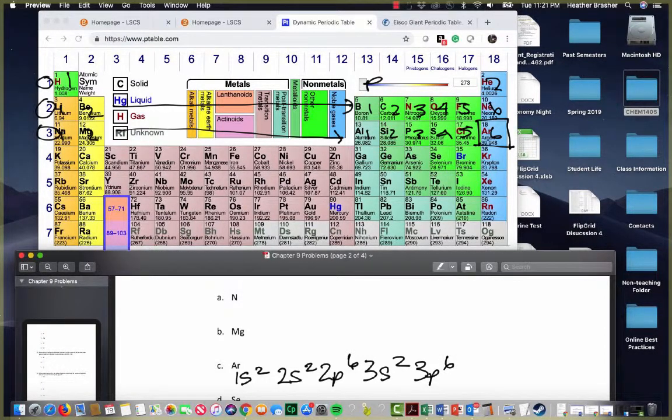Again, we look at the highest number. That's going to give us our valence. This is going to be our core, and you can check this again because this is 8a here, and this is 6 plus 2 equals 8.